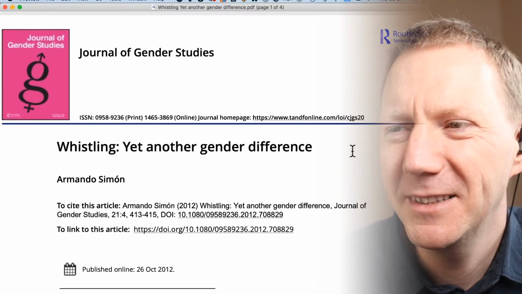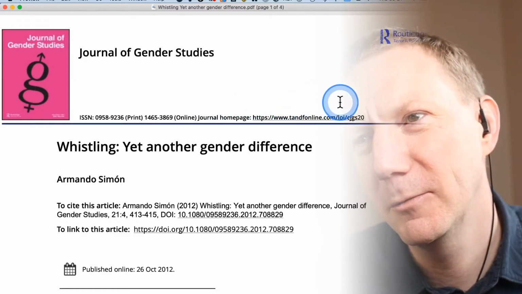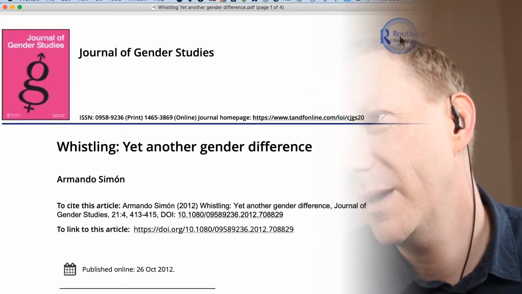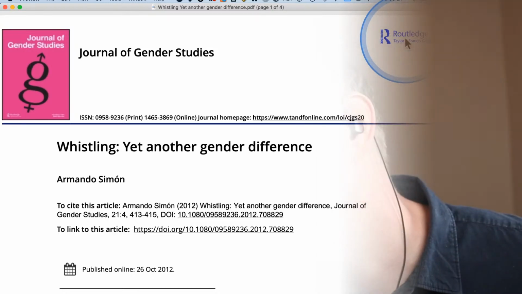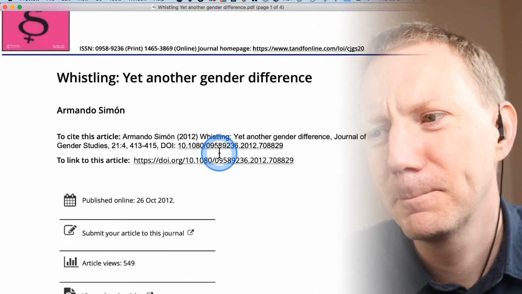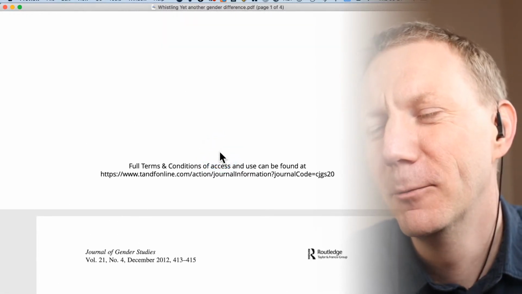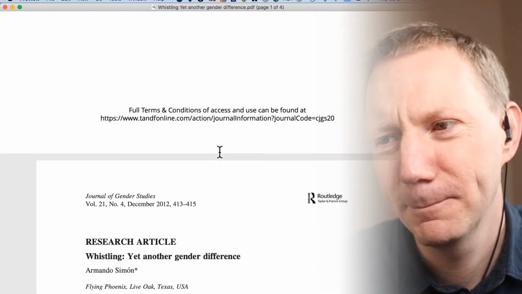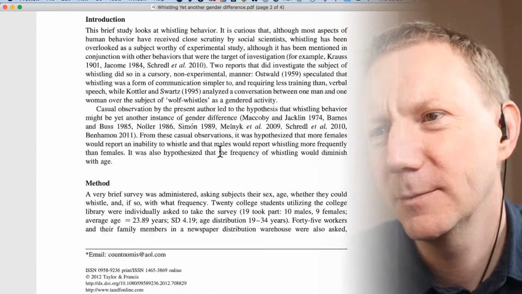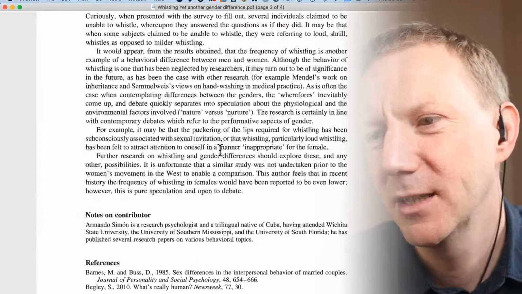So Armando did some research on whistling and gender difference, and this was published in the renowned Journal of Gender Studies, published by this amazing publisher called, I don't know how it's spelled, Routledge. I'm priming you, of course, to judge, but first, we're not going to read it, we're only going to look at it. So we've got the introduction, the method section, the results, and the discussion, and we're done.